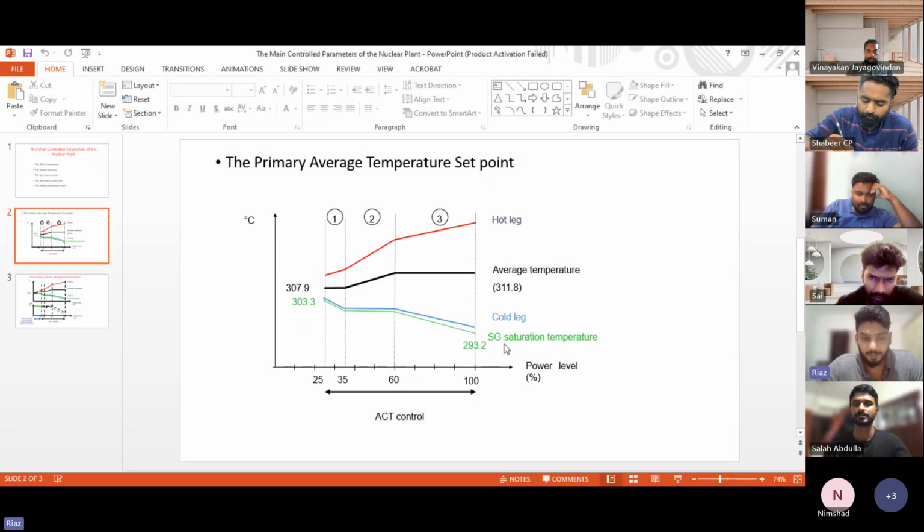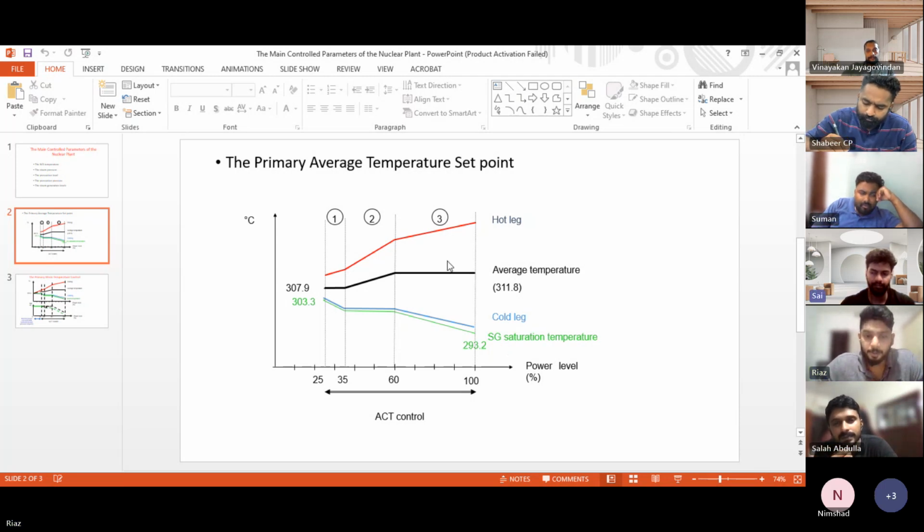Riaz, can you repeat once again the two control modes? Yeah, two modes of operation. In an NPP, there are two modes of operation in terms of power. If we take the parameter of power, if it is less than 25% of full power, then the mode will be neutron flux mode. And if it is above 25%, it is in ACT control mode. ACT means average coolant temperature.